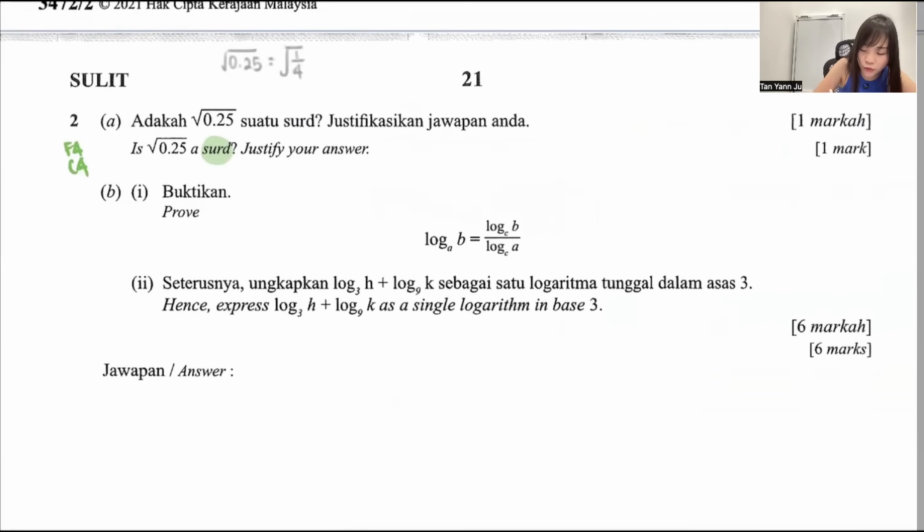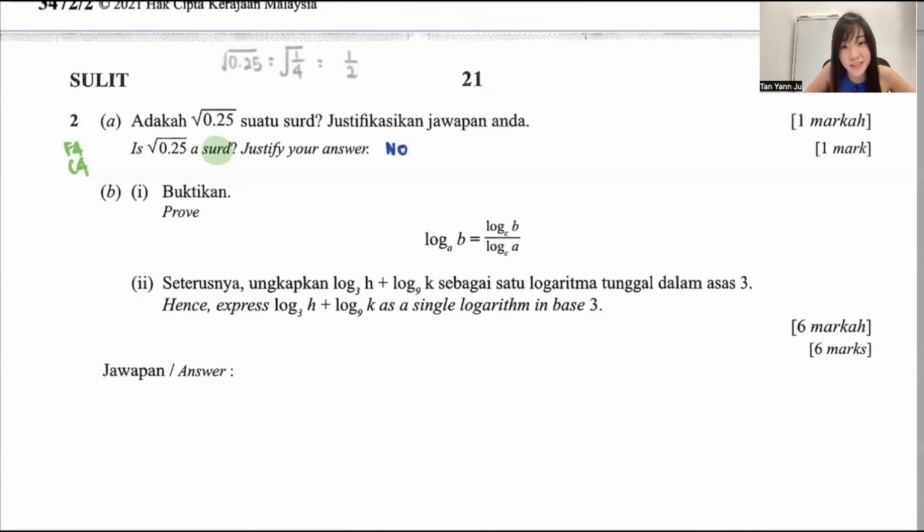0.25 is 1 over 4. So can you square root 1? Yes, square root 1 is always 1. Can you square root 4? Yes, 4 is a perfect square. Obviously can. So actually you guys are getting plus minus 1 over 2. Correct? Let's say we don't mention plus minus, we just say 1 over 2. That means do I actually have a figure for it? Yes. So my dear, that means is it a surd? No. So the answer is no.